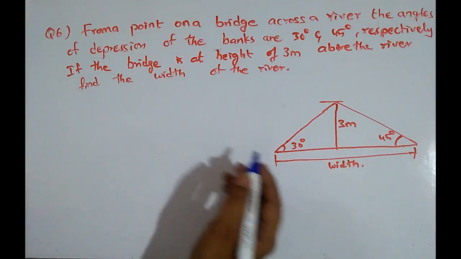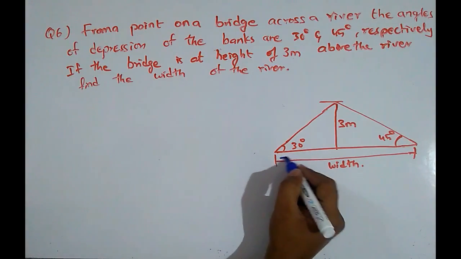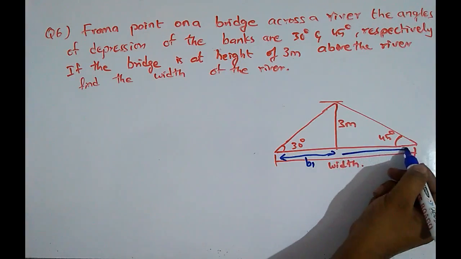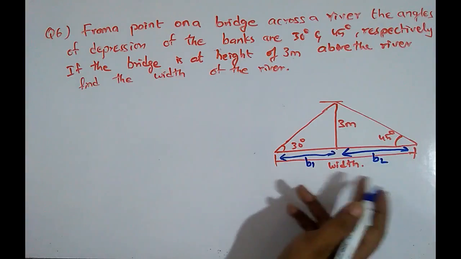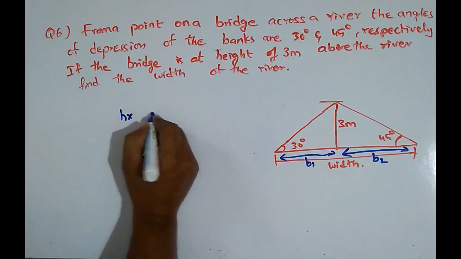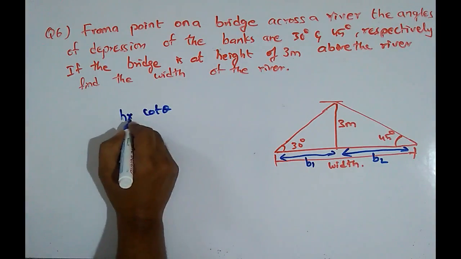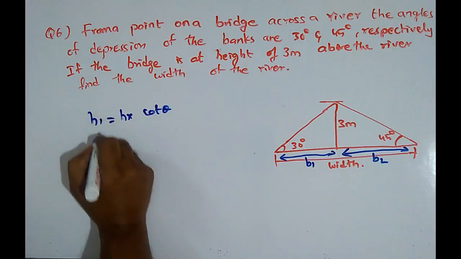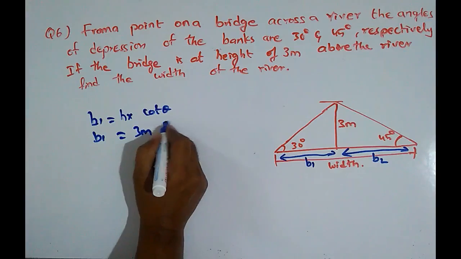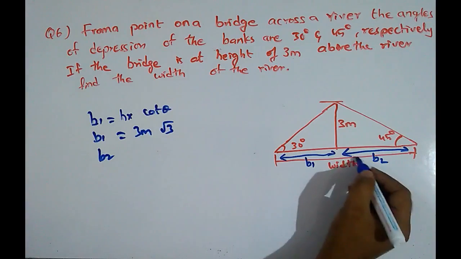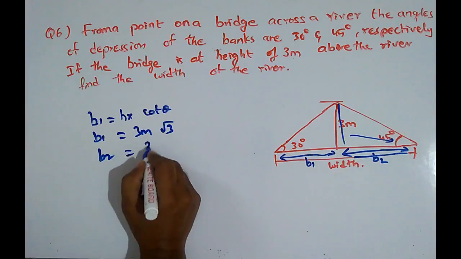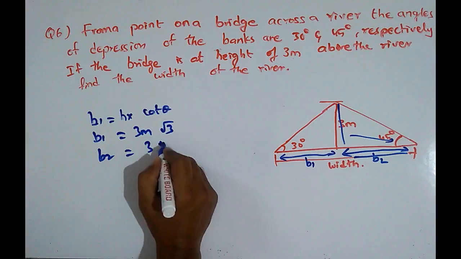Here, by seeing this, we will find the base from this up to here. This is base 1 and we will find base 2. We will add these bases, friends. Same formula. Base is given by h into cot theta. Base 1 is given by h, that is 3 meters into cot 30. Cot 30 is root 3. Base 2 is given by h into cot 45, 3 into cot 45. Cot 45 is 1, friends.